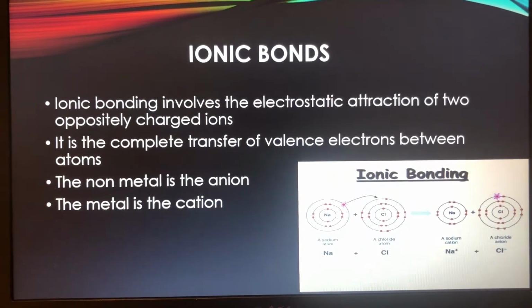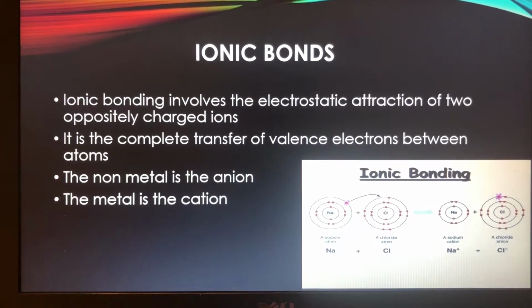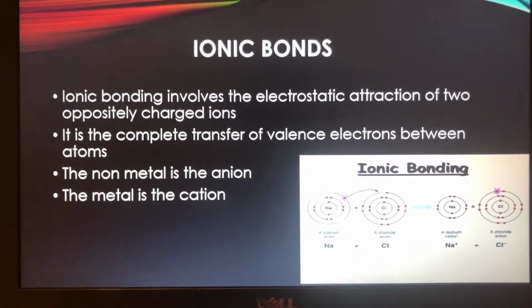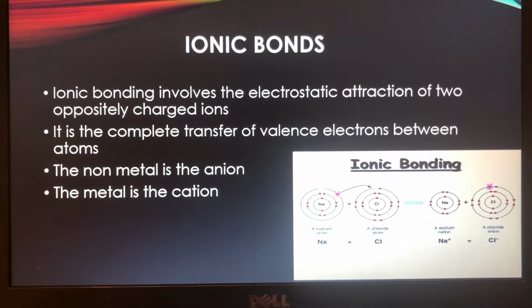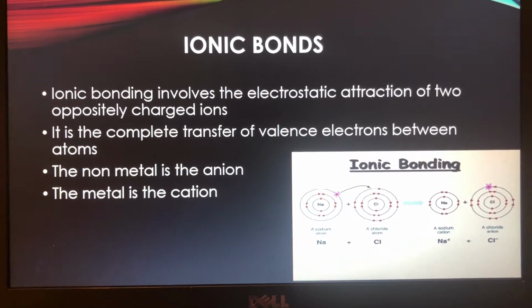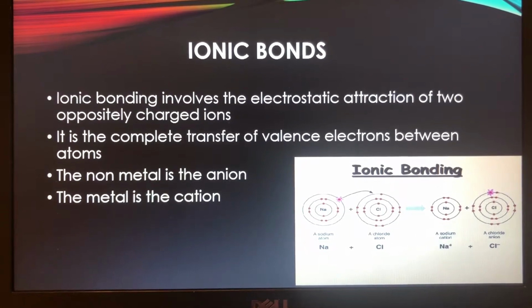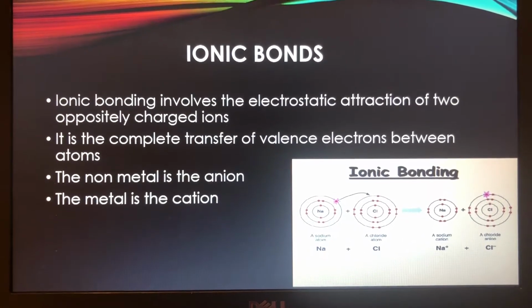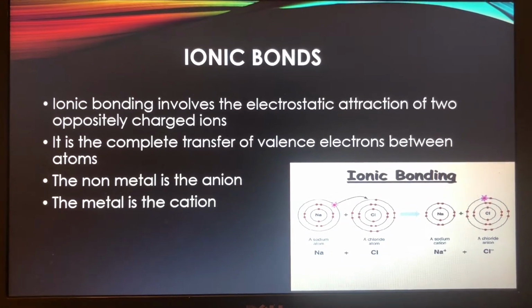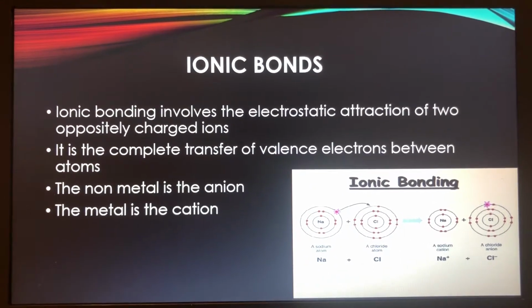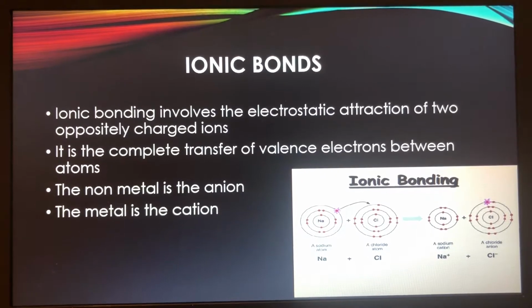Moving on to ionic bonds. Ionic bonding involves the electrostatic attraction of 2 oppositely charged ions. It is the complete transfer of valence electrons between the 2 atoms. In an ionic bond, you have an anion and a cation. The nonmetal will always be the anion, and the metal will always be the cation.